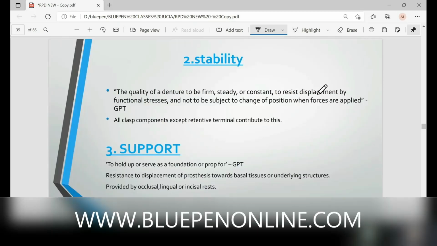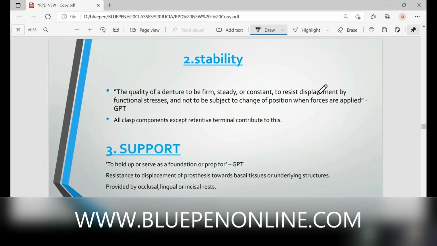Now, stability. What is stability? Quality of a denture to be firm, steady, constant, to resist displacement, not to be subject to change of position when forces are applied. That's the stability. All the clasp components except the retentive terminal. Now you know why. The retentive terminal is a flexible thing, that small part, so that will not help in stability. Except that retentive terminal part, all the other parts of your clasp help in the stability.